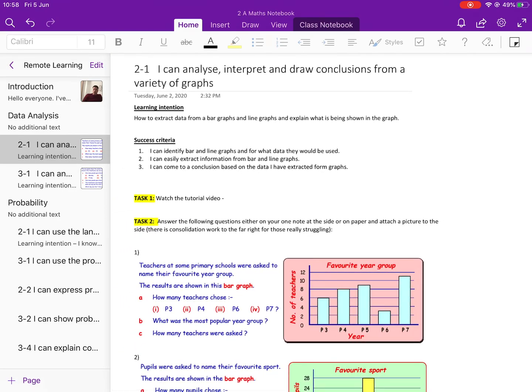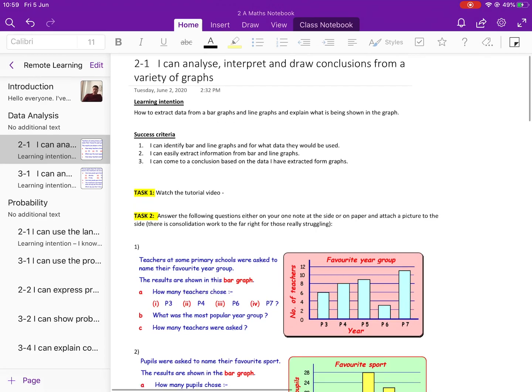So your learning intention, which is actually the same for the third level, is that you're going to learn how to extract data from bar graphs and line graphs and explain what is being shown in this graph. So your success criteria, so basically what you should be able to do by the end of this, is you should be able to identify bar and line graphs and for what data they might be used. You should be able to extract information from bars and line graphs, and you should be able to come to conclusions based on the data extracted from graphs, which I'll touch on a wee bit more.